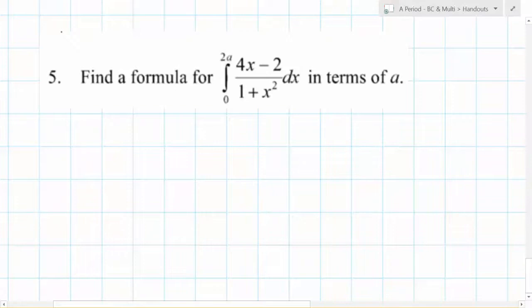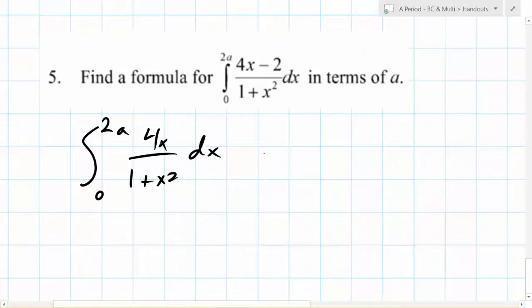In this case, what can you do with this? Break it into how many fractions? I break it into 2. 2, yeah. So we have 4x over 1 plus x squared. Yeah, exactly. Minus 2 over 1 plus x. Correct, exactly. Minus 0 to 2a.